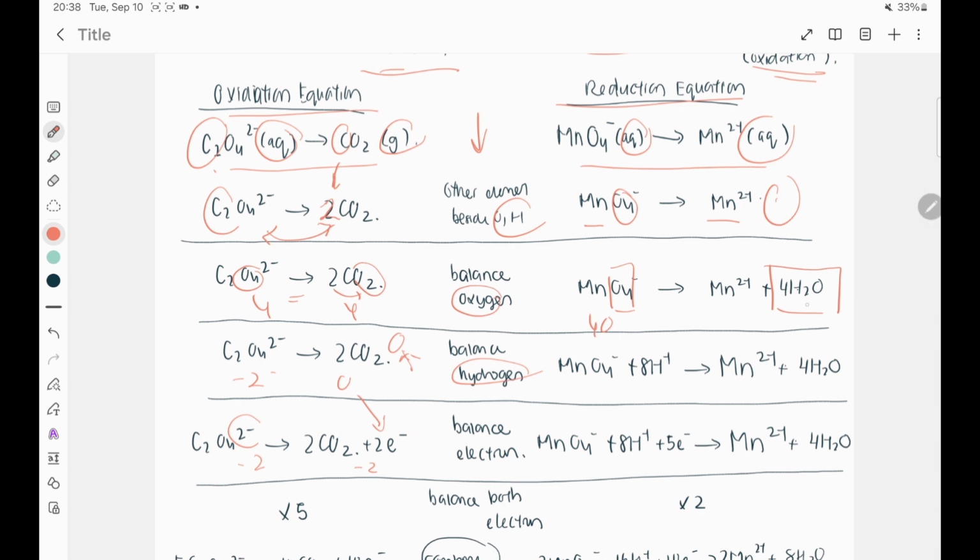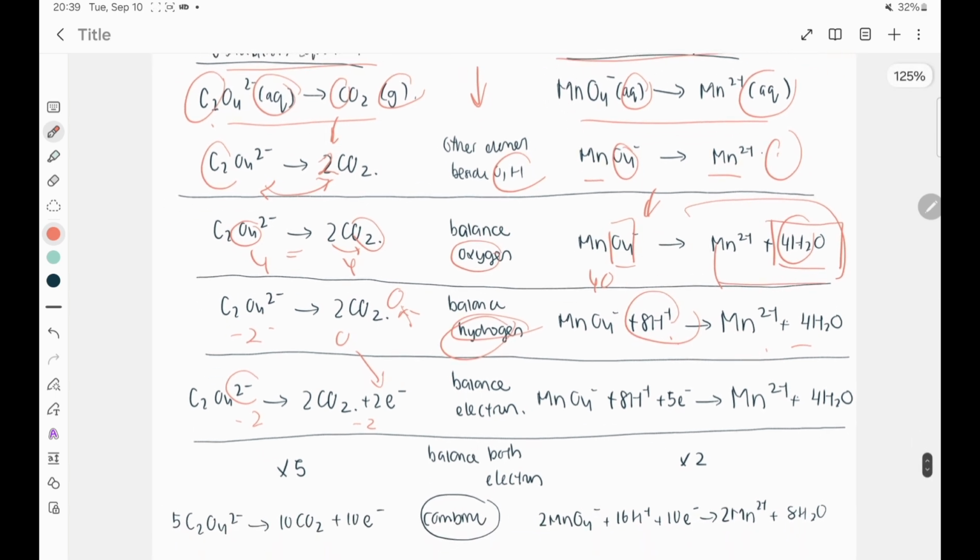When you add water over here, you will have an imbalance of hydrogen, because here got hydrogen but here don't have. So how many hydrogen do we have over this part? We have 8 hydrogen, right? So we need to add 8 hydrogen ions over here to make both parts of hydrogen the same. Then balance the charge.